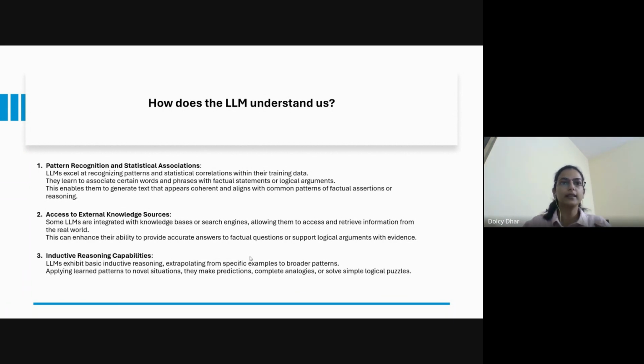And finally, inductive reasoning capabilities would definitely come from the fact that it is able to recognize patterns. It is able to apply mathematical concepts to our data and then generate some kind of understanding or some kind of broader patterns from the data.